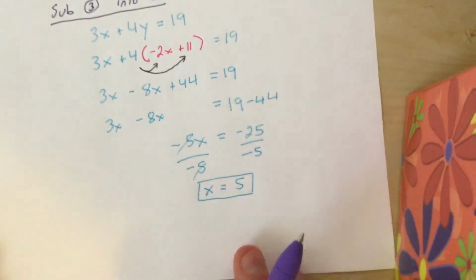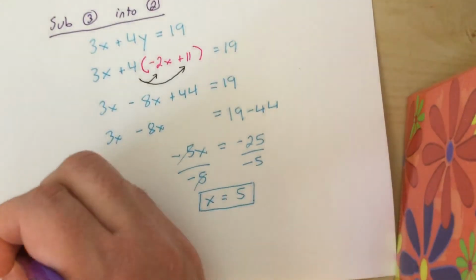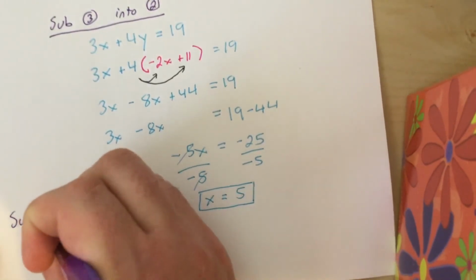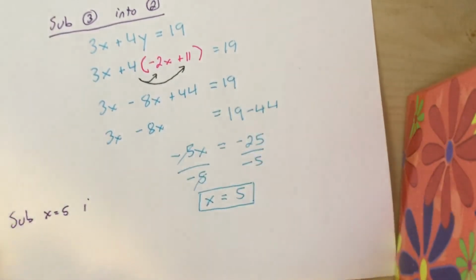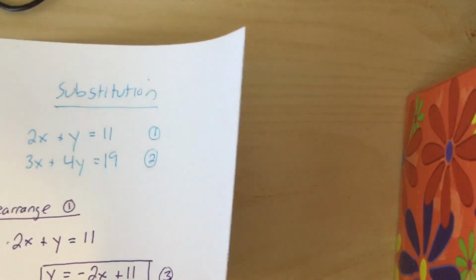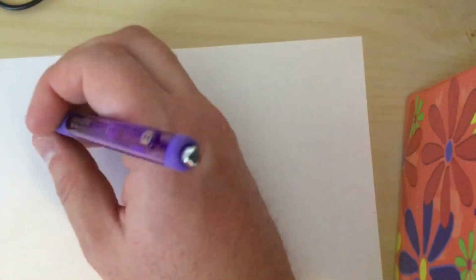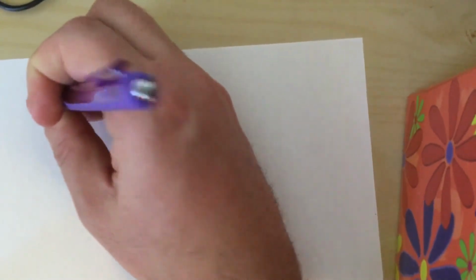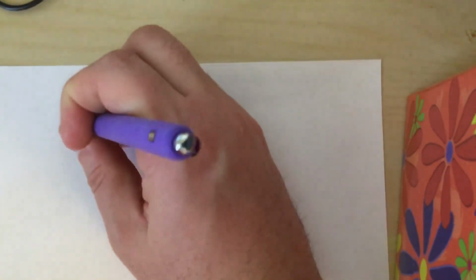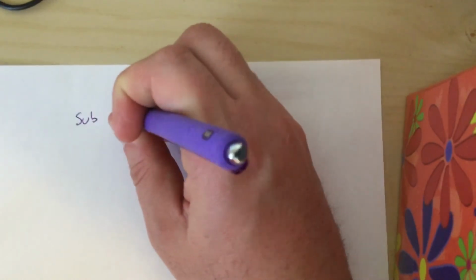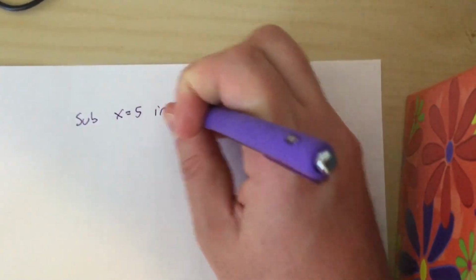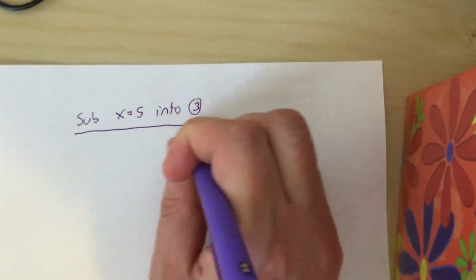So the next step is going to be, we're going to sub x equals 5. Oops, that did not show up. I'm going to get a new piece of paper. So our next step is going to be, we're going to sub, I missed again. There. We're going to sub x equals 5, and we're going to put it into equation 3.